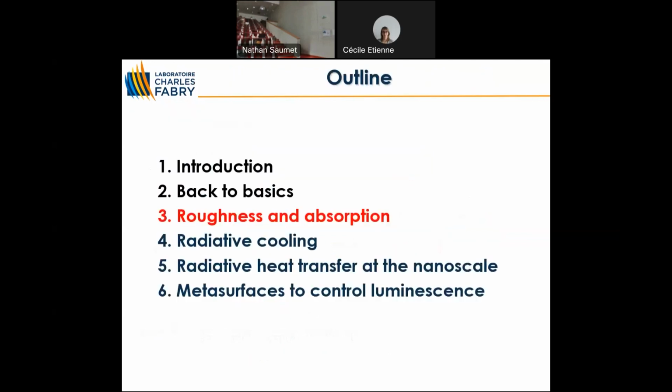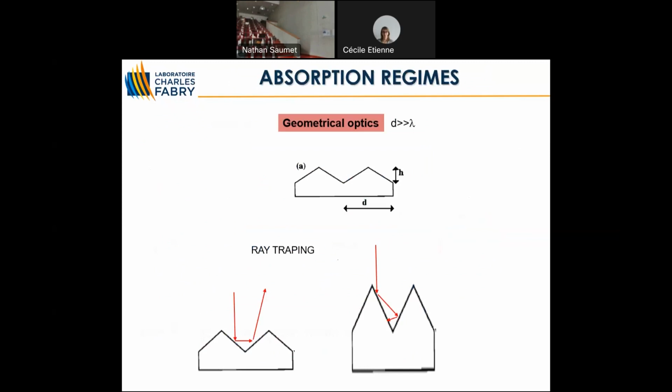So what I'm trying to say here is that this is a fundamental property that is valid always. It's coming from fundamental principles. Now I'd like to discuss how we can engineer this absorptivity, and therefore this emissivity, playing with roughness. And this is very often what's been done for photovoltaic cells to try to increase the absorption by these interfaces. So the very simple idea I would like to discuss first here is the different absorption regimes.